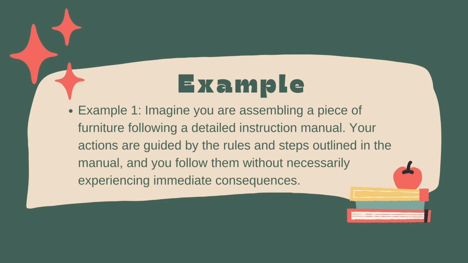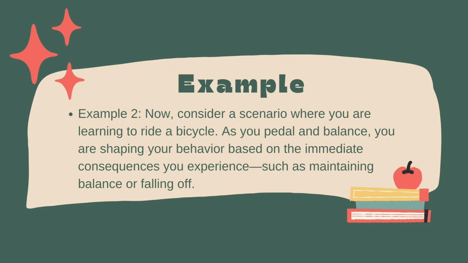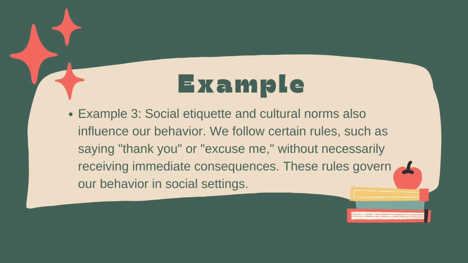immediate consequences. Example 2. Now, consider a scenario where you are learning to ride a bicycle. As you pedal and balance, you are shaping your behavior based on the immediate consequences you experience, such as maintaining balance or falling off. Example 3. Social etiquette and cultural norms also influence our behavior. We follow certain rules, such as saying thank you or excuse me, without necessarily receiving immediate consequences. These rules govern our behavior in social settings.